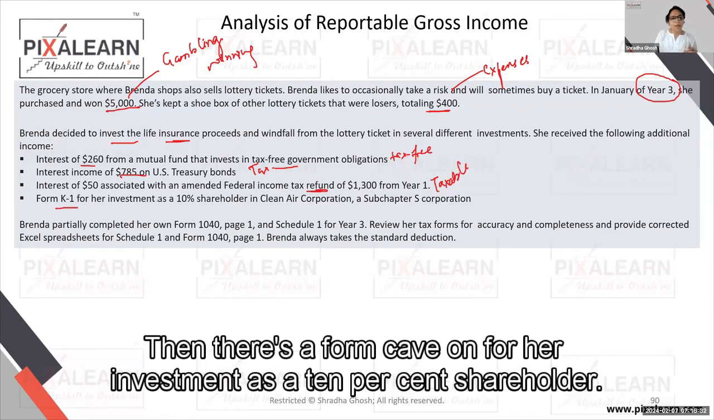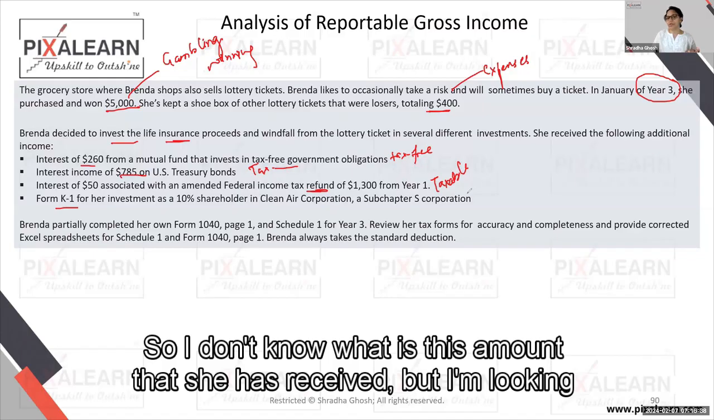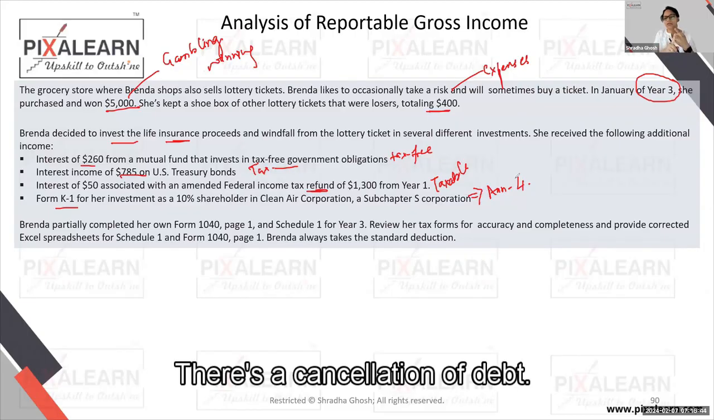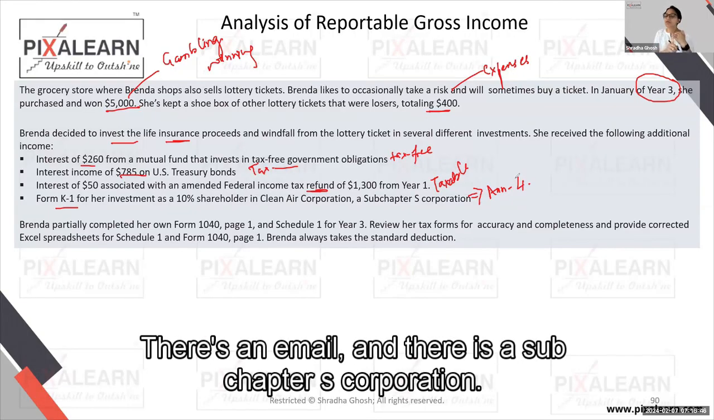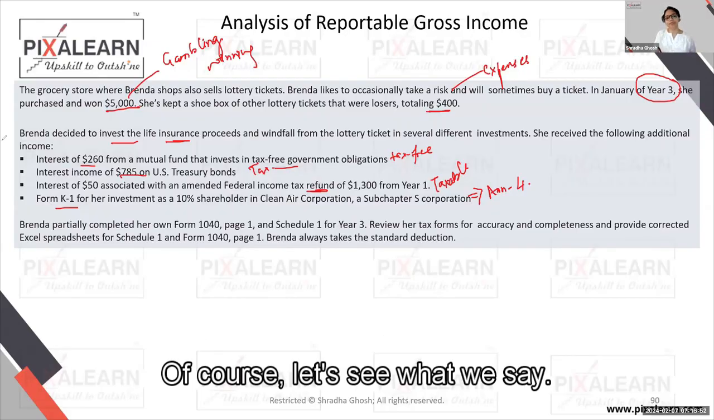Then there's a Form K-1 for her investment as a 10% shareholder. I don't know what this amount is that she has received, but I'm looking for 4 annexures now, right? There's a W-2, there's a cancellation of debt, there's an email, and there's a subchapter S corporation. So these are the 4 details that I'm not clear of. Okay, so let's see what they say.